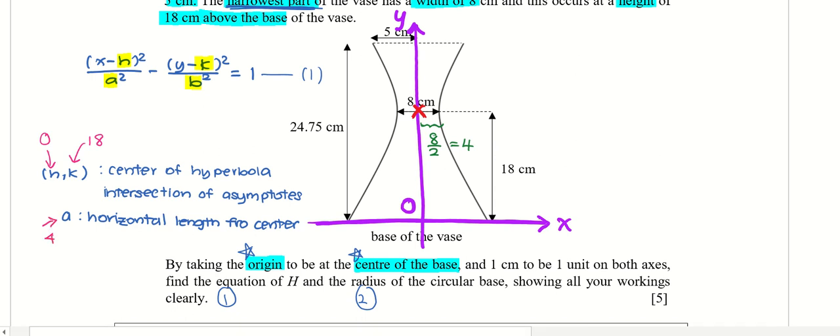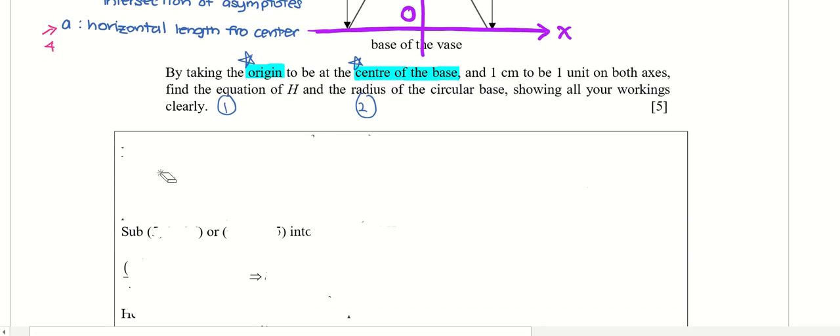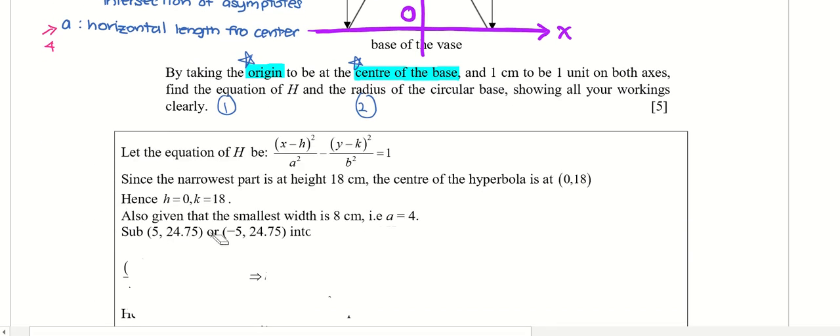Do you think I can fill in my b? In this case, b, we cannot fill it in because we do not have an up-down graph. We have a left-right graph. So how are we going to find b then? Allow me to go down to show you after we have finished h and k and your a.